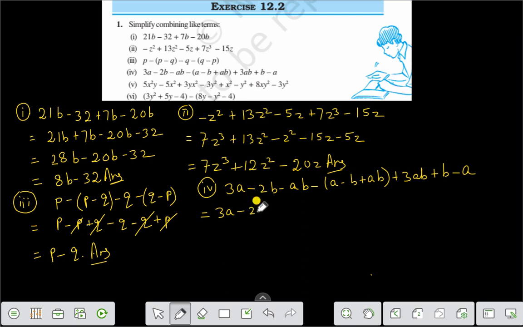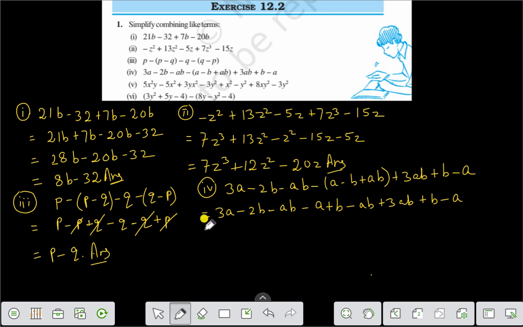That is equal to, here you see, 3a minus 2b minus ab, it is minus a, minus into minus is plus b, plus into minus is minus ab, plus 3ab plus b minus a, right?